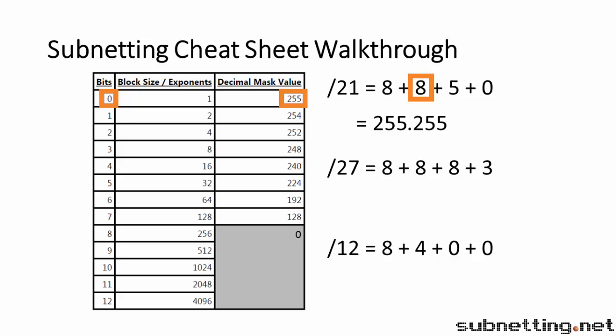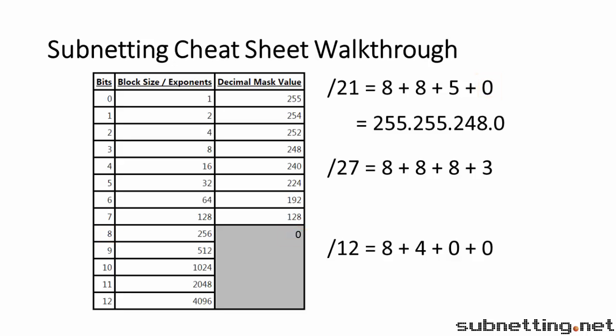Now let's do the 5. 8 minus 5 is 3. The corresponding decimal mask value for 3 is 248, so we write that in the third octet position. The last number is 0. 8 minus 0 equals 8, and the corresponding decimal mask value is 0, which is our last octet.